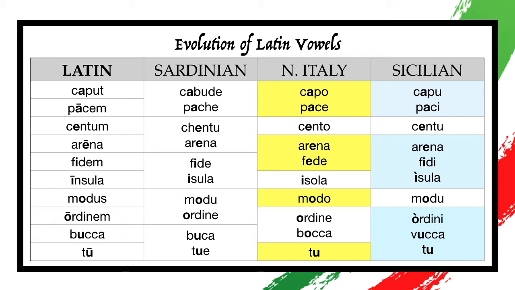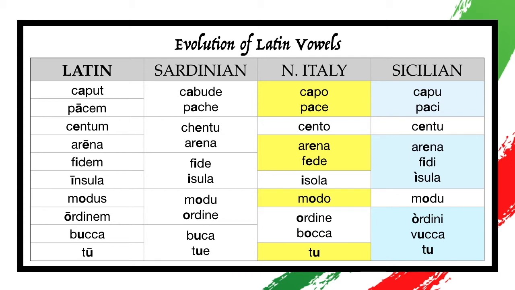The short I in Latin fidem has stayed the same in Sardinian and Sicilian fide, fidi, but has changed to an e in northern Italian fede. The long I has become a short I, so Latin insula has become isula or isola. The short O of Latin modus has remained the same in Sardinian modu, but become more open in northern Italian and Sicilian, modo and modu. The long O has merely lost its length.